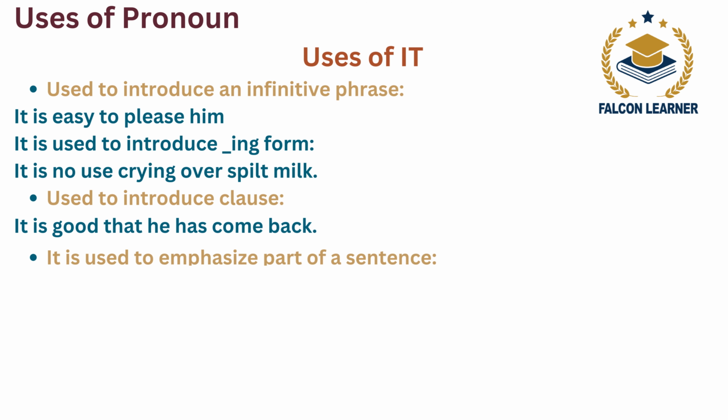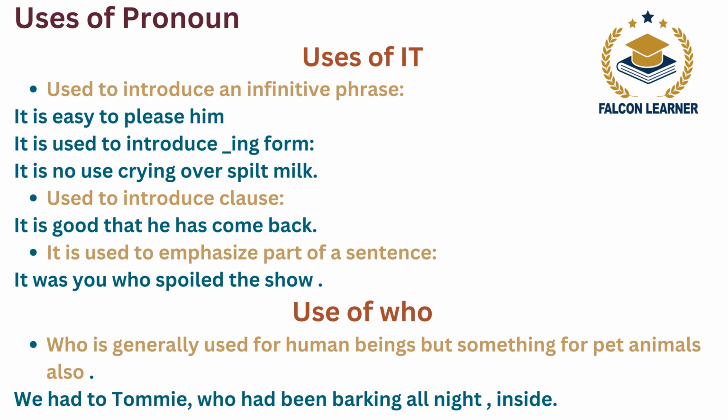Uses of pronouns. Uses of it. Used to introduce an infinitive phrase: It is easy to please him. Used to introduce an -ing form: It is no use crying over spilt milk. Used to introduce a clause: It is good that he has come back.